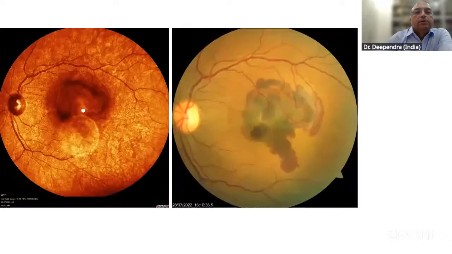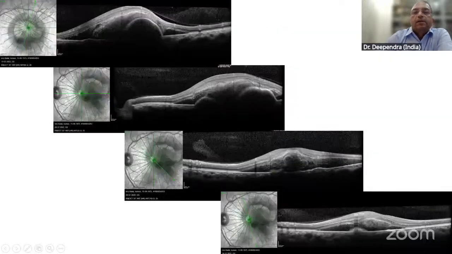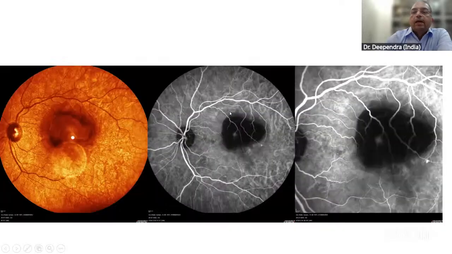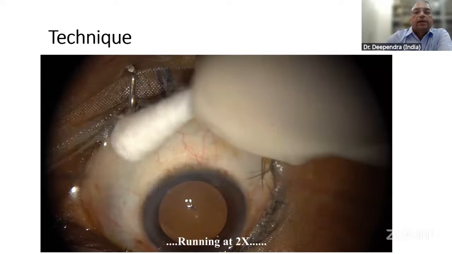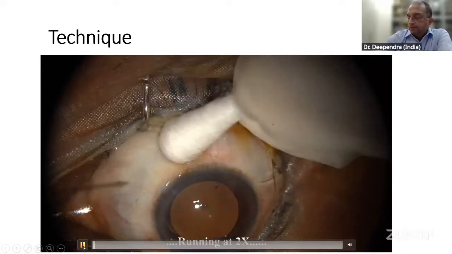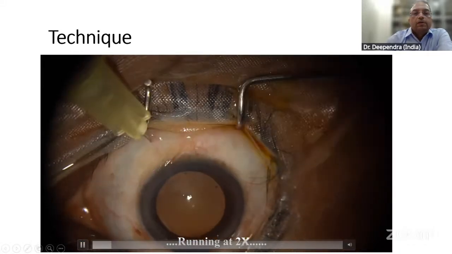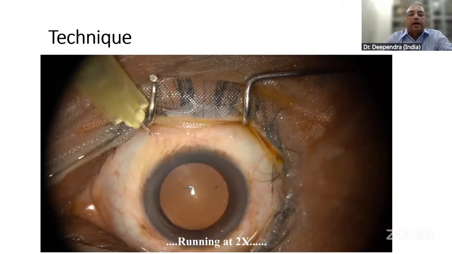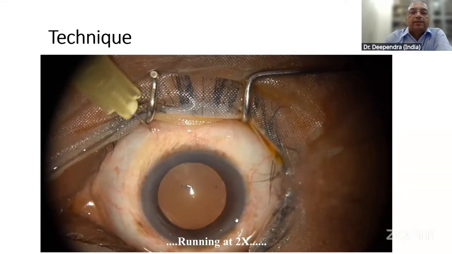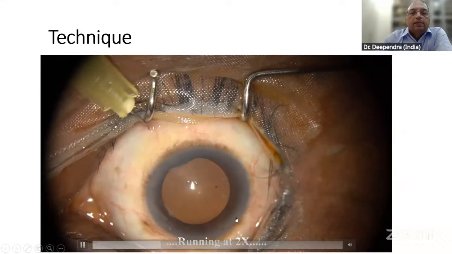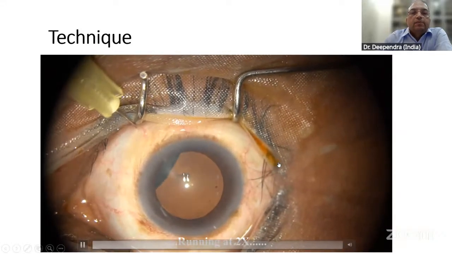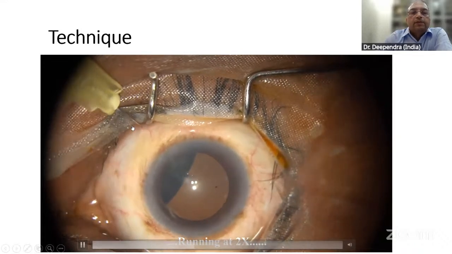So I'll just show this in one of the patients. Again, it looks like not a very big size hemorrhage, but you can see on OCT both sub-RPE and subretinal heme. And I'll just quickly run to show how to achieve a large size bubble. All of you know how to do it.